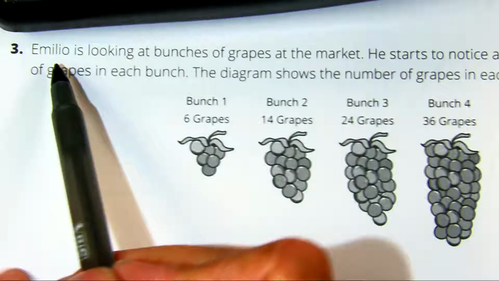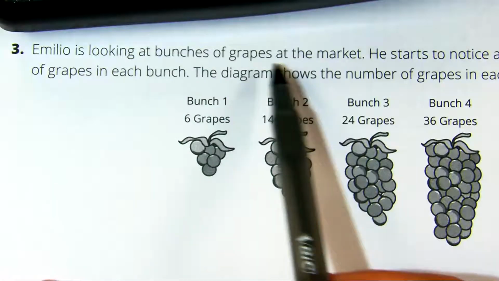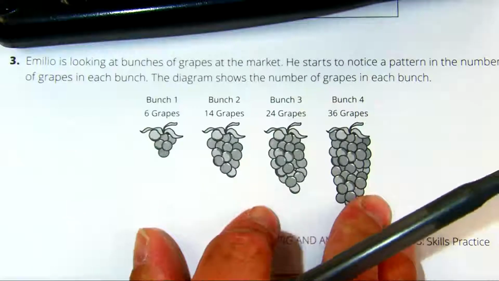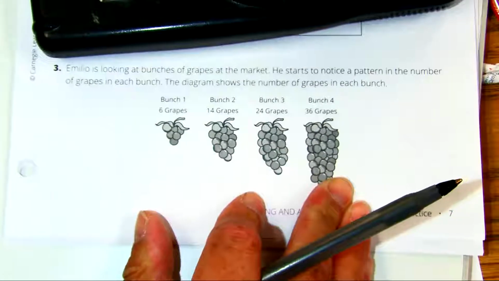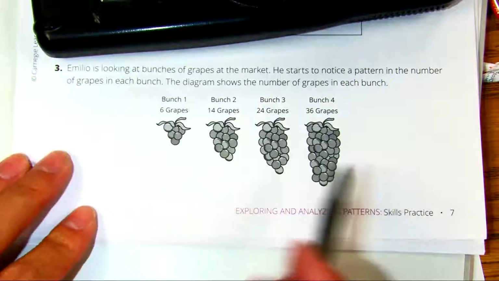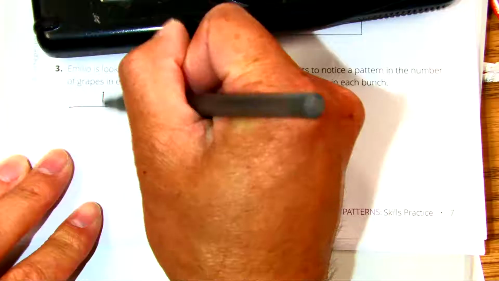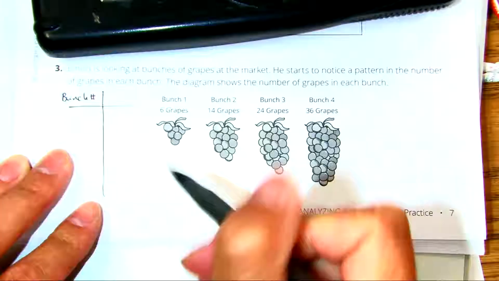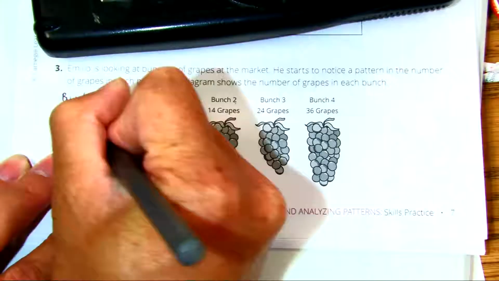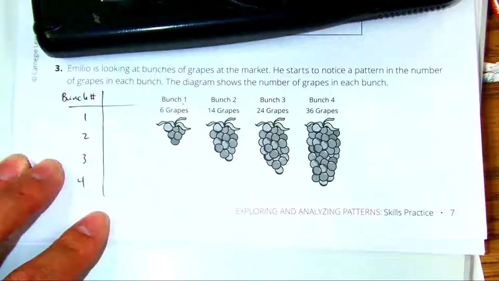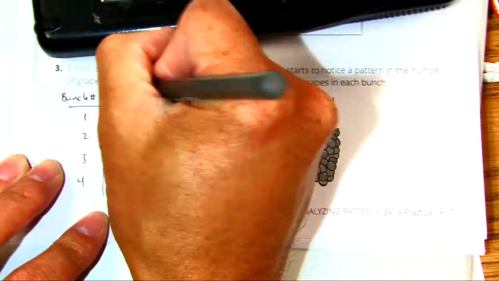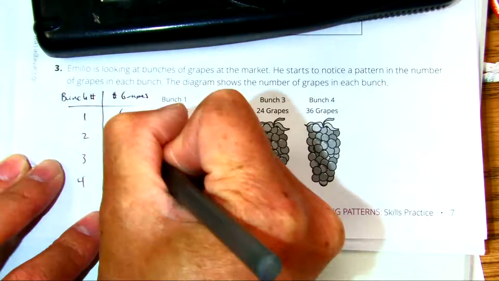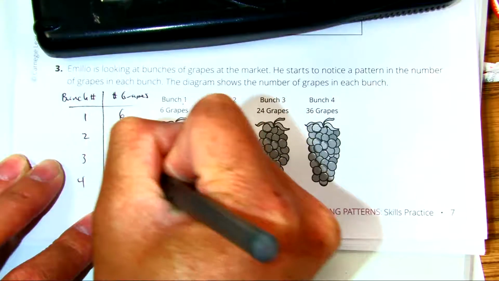Leo is looking at bunches of grapes at the market. He starts to notice a pattern in the number of grapes in each bunch. The diagram shows the number of grapes in each bunch. So this is the bunch number: 1, 2, 3, 4. And this is the number of grapes: 6, 14, 24, 36.